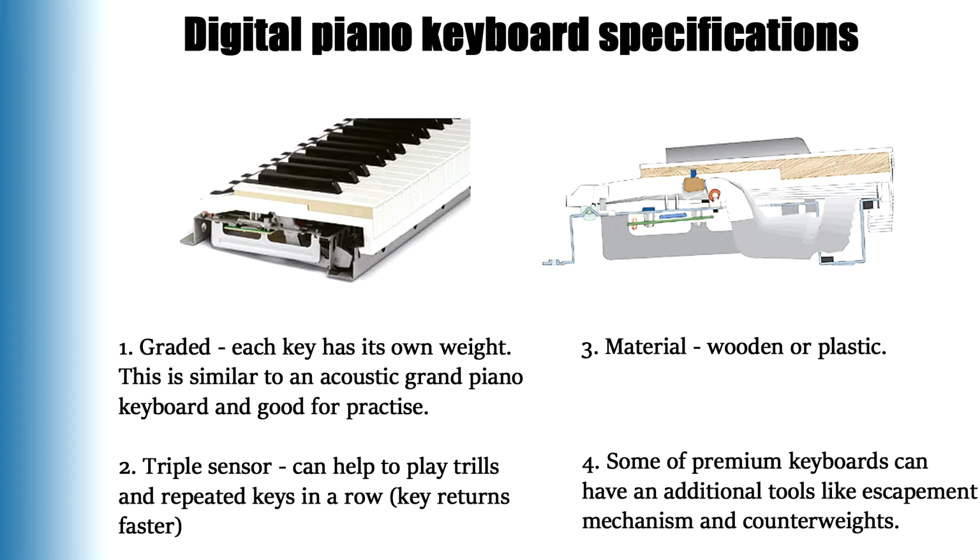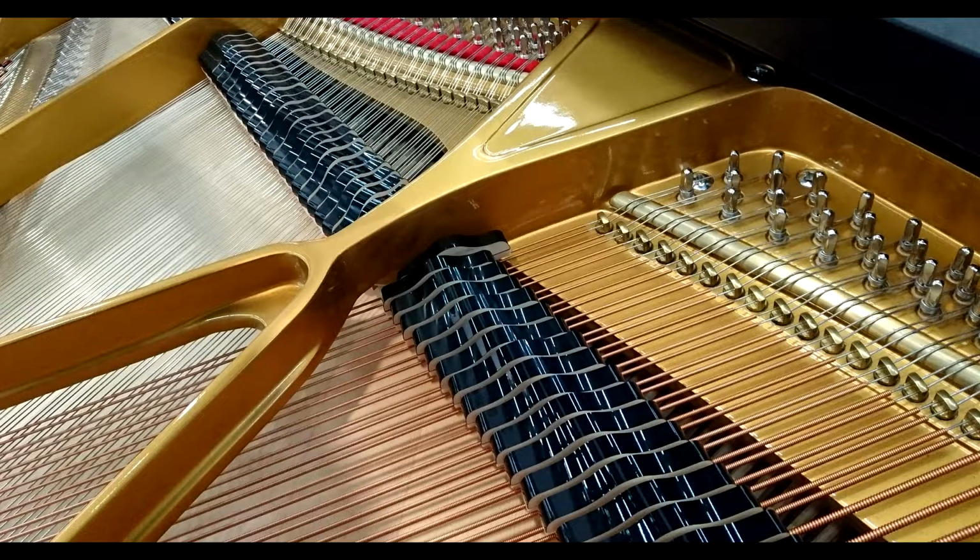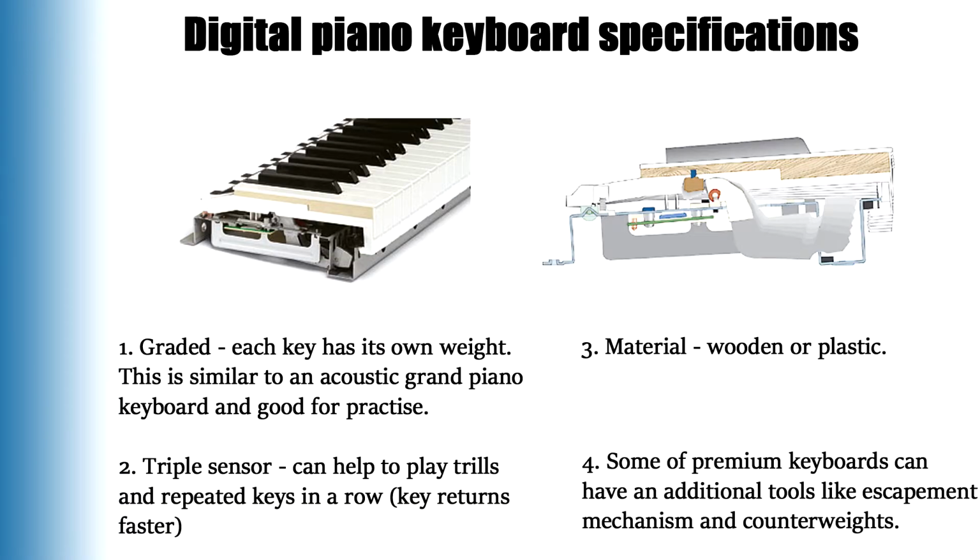Some of the piano brands make graded hammer action. In such a keyboard, every key has a different weight, heavier in lower octaves and lighter in upper ones. Just like on the acoustic piano, because if you have a look at the strings, they all have different size and thickness. Such a type of keyboard is perfect for those who are just starting to learn and practice piano. You can easily move to an acoustic instrument later without any discomfort in your technique.